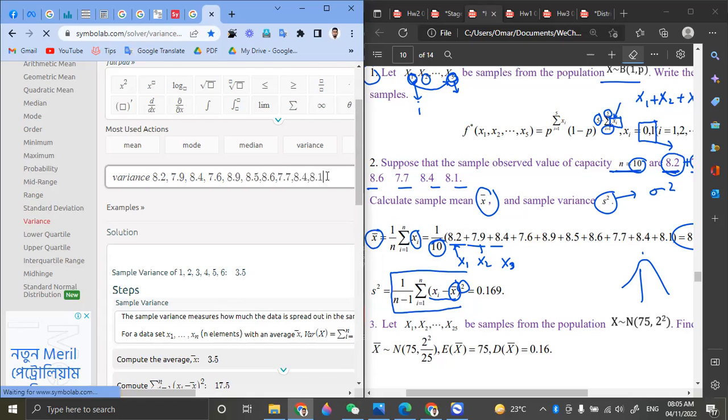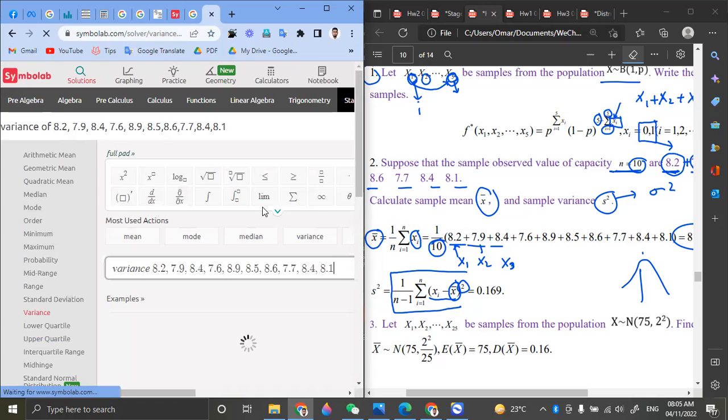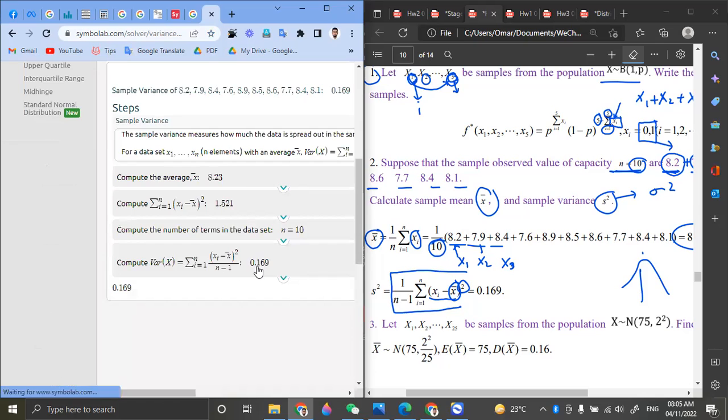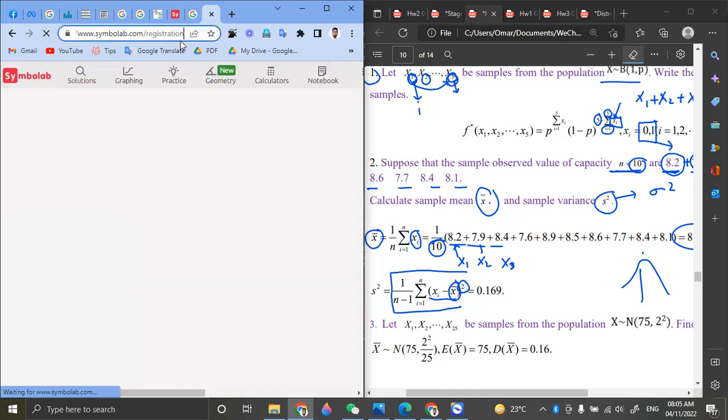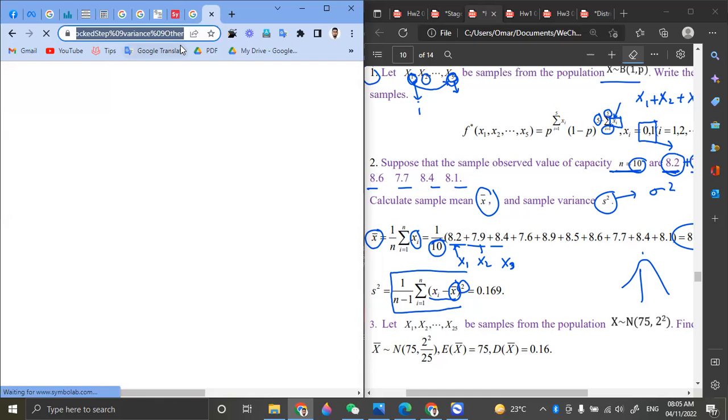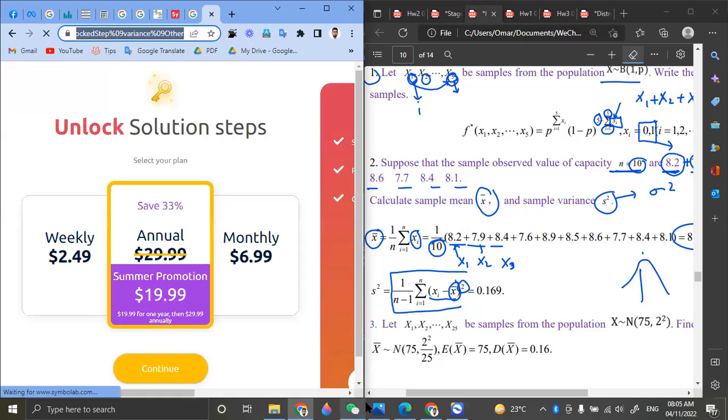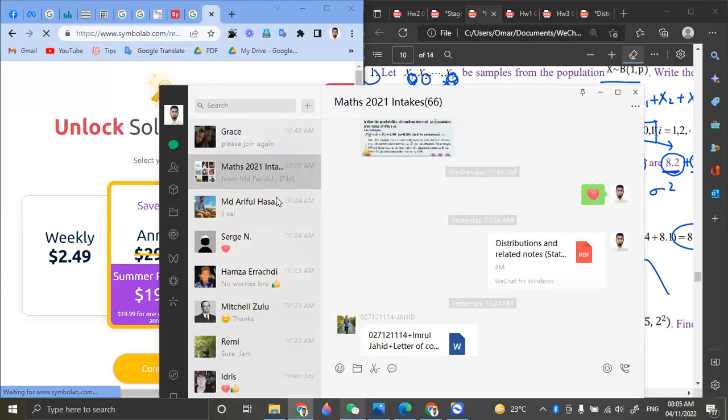So we calculate this part. So the variance is 0.169. See here, 0.169, right? Okay. So you can also use this calculator to find the sample variance. So I will share this link with you.